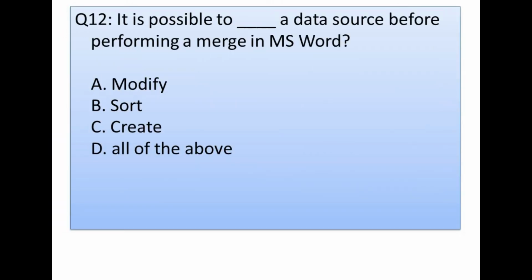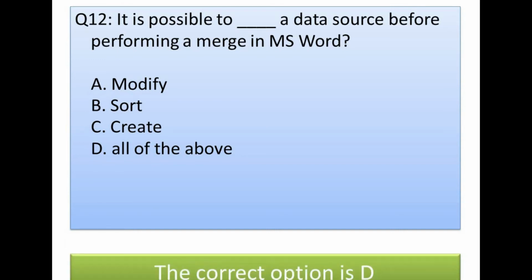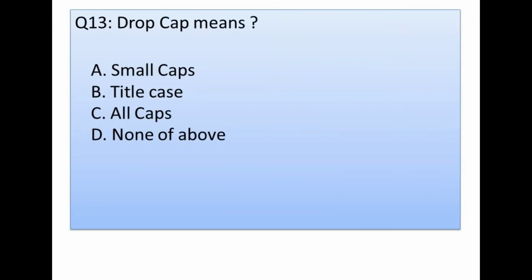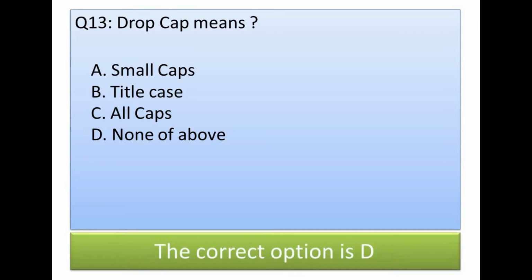It is possible to dash a data source before performing a merge in MS Word. Modify, sort, create, all of the above. So the correct option is D. Drop cap means small caps, title case, all caps, none of the above. So the correct option is D.